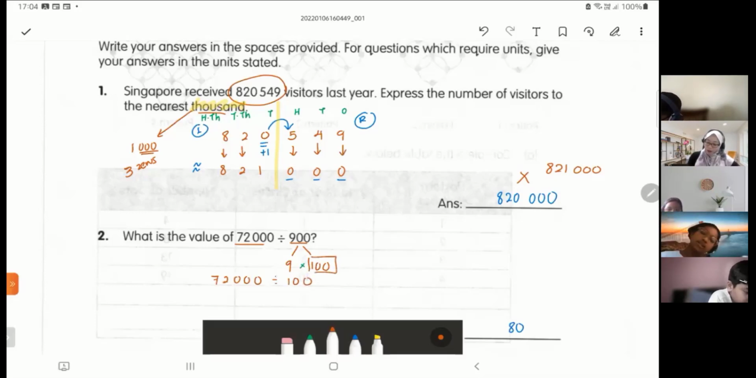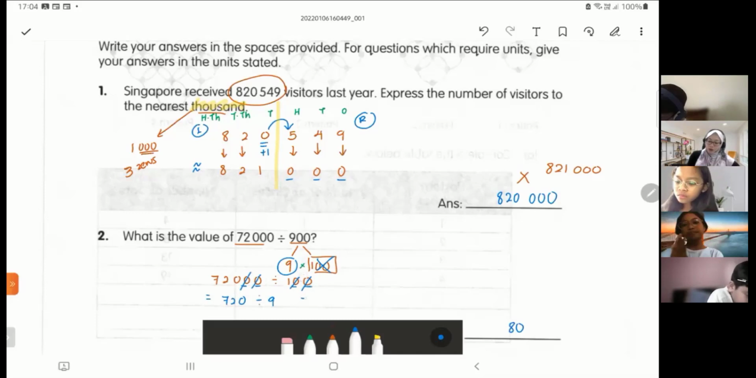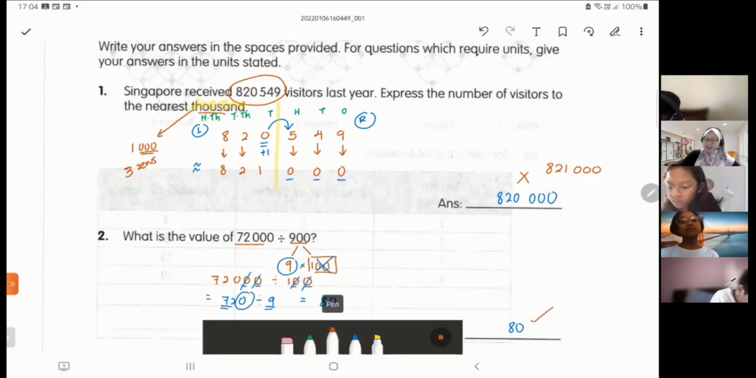How do I divide by 100? Can you see the 0 and the 0? They are the same, so I can cancel them off one another. Once I'm done with this, I'm left with 720. Now I divide it by 9. We do 72 divided by 9 first, which is 8. Then you put in the balance, which is the 0. The answer is 80. Very good.